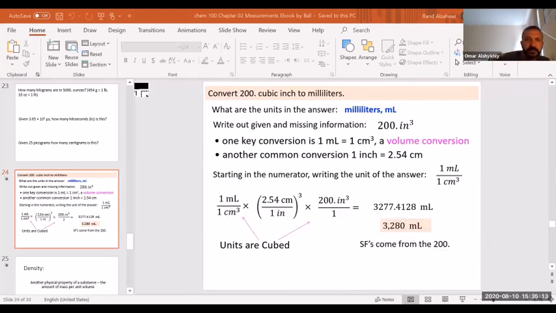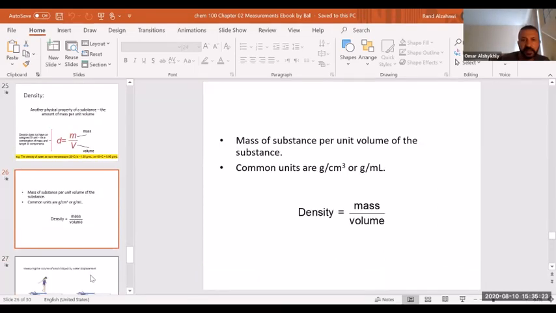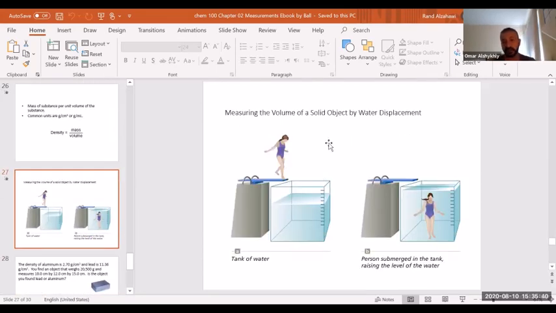Okay, so let's go to density. Density equals the mass divided by the volume. And be careful with the unit: it will be the unit of the mass divided by the unit of the volume. The common unit is gram per cubic centimeter or gram per milliliter, but it could be any unit of mass divided by any unit of volume. Be careful, guys, how you measure the volume.